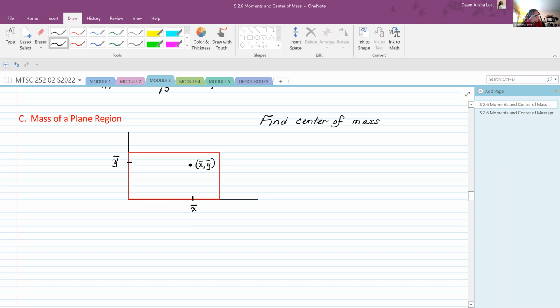So let's look at any mass that happens to be inside of here. Here's a mass, and this is my mass mk, and it is located at xk, yk. So that's where this mass is.